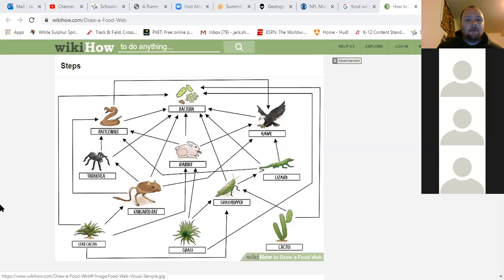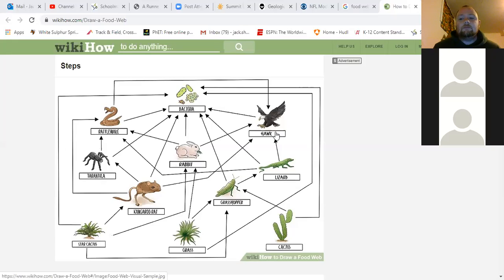Now, the hawk might actually be a tertiary consumer, that next level up. Why do we say that? Because it's the third highest in the chain. Yeah, and there's a couple of reasons you can see that, okay? So the kangaroo rat gets eaten by the tarantula, making that a primary consumer, and then the rattlesnake can eat the tarantula, okay? Making the rattlesnake a secondary consumer. All right?